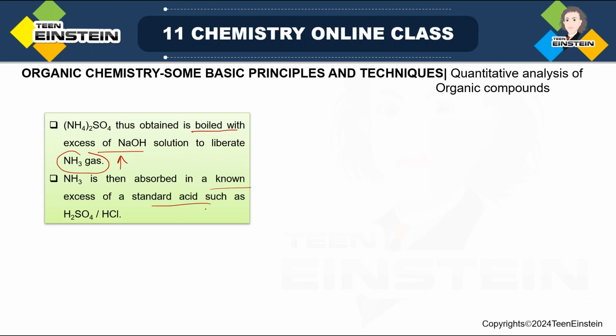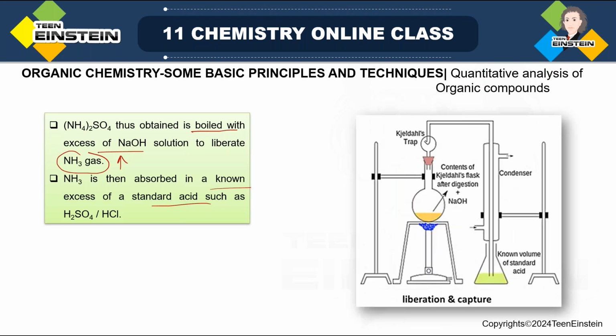Standard acid means you have taken some volume of acid, maybe H2SO4 or HCl, and you also know its concentration. So that is why it is a standard acid. Ammonia, which is basic, will be easily absorbed in H2SO4 or HCl. So this is the setup.